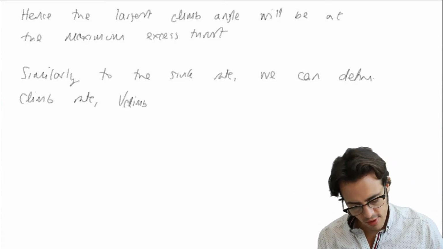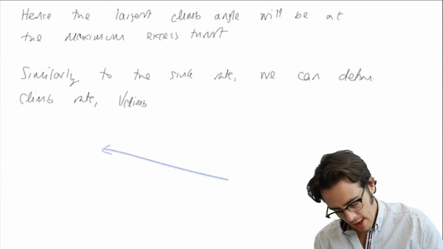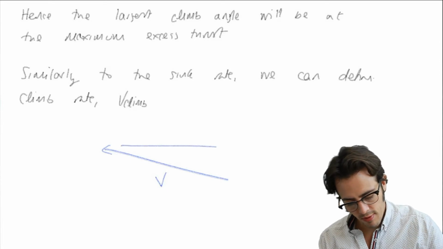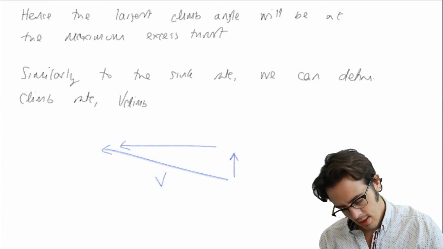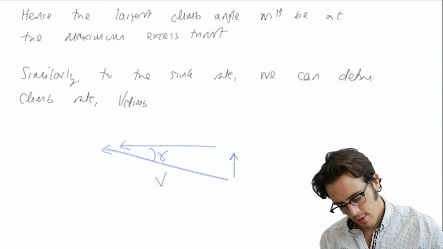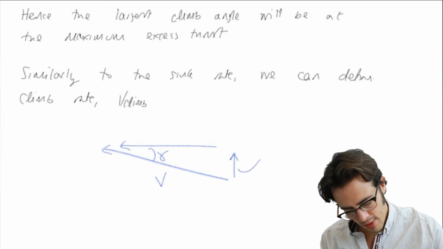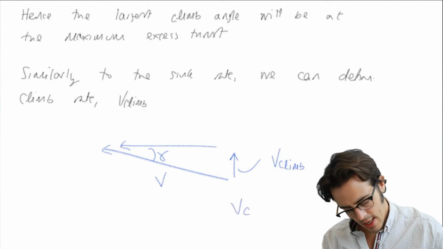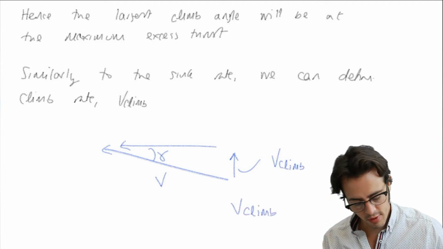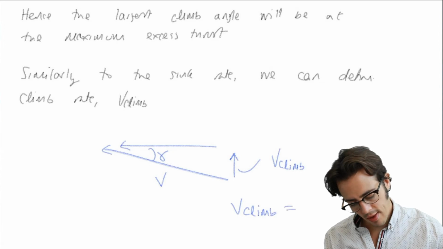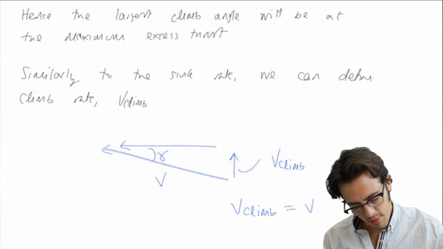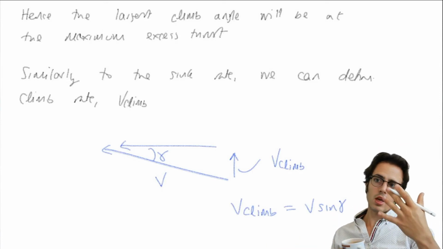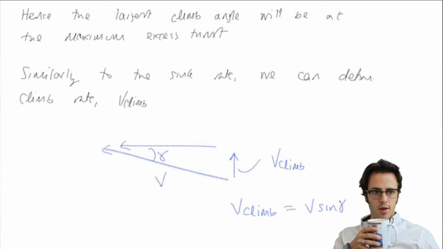So if we look at the velocity vectors that we've got, V, which is the aircraft velocity going at the angle of the flight path. We've got two velocity components here. So we've got the horizontal one, which at the moment we're not concerned with. This one here is going to be our climb rate. So we can see immediately that V climb, just as it was for the glide rate, is V multiplied by sine gamma. So for the sink rate it was sine gamma bar, now it's just sine gamma.